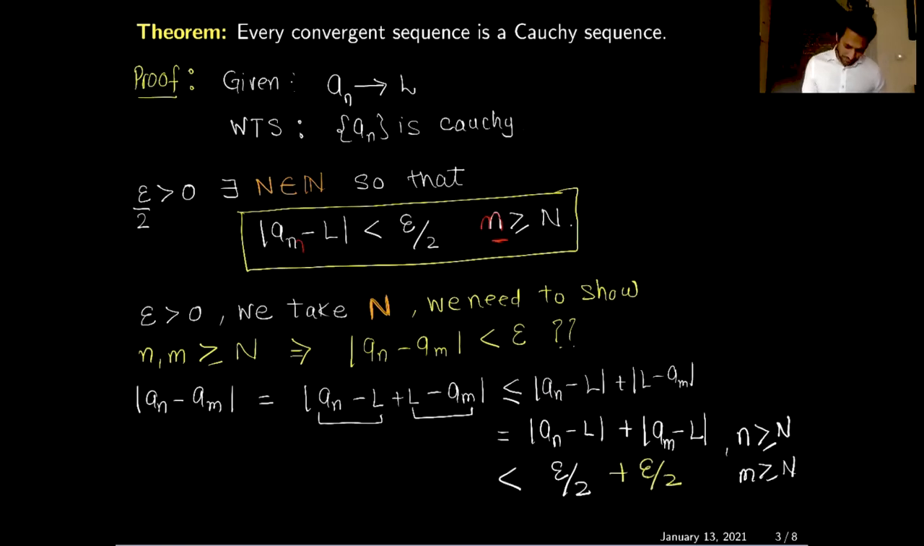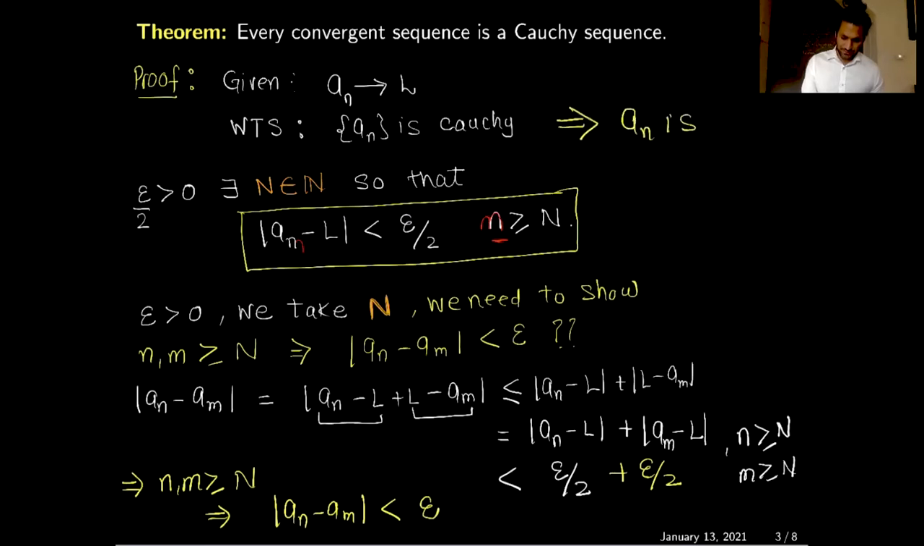What we basically proved is that when n comma m are both greater than or equal to N, the difference between an and am is less than epsilon. And this shows that the sequence an is Cauchy. So this proves our theorem.